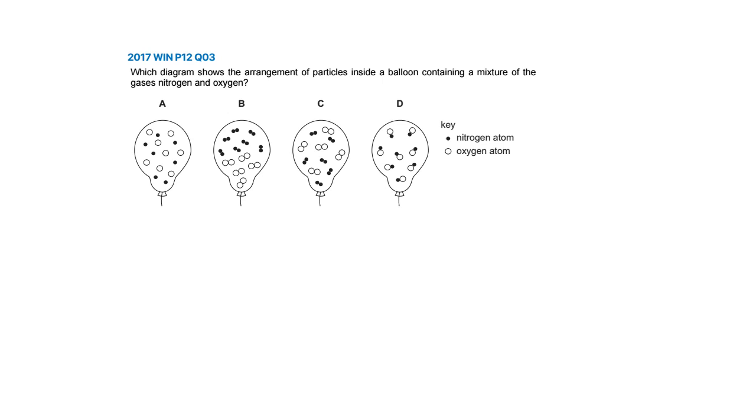Which diagram shows the arrangement of particles inside a balloon containing a mixture of the gases nitrogen and oxygen? Nitrogen, as we've seen and drawn many a time, is just N2, right? That means one nitrogen atom has a triple bond with another nitrogen atom. Oxygen is similar, O2. One oxygen is bonded to another oxygen atom by a double bond. This is called a diatomic molecule when you have just two atoms in that molecule.